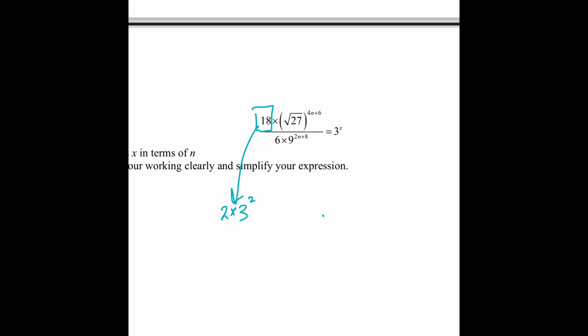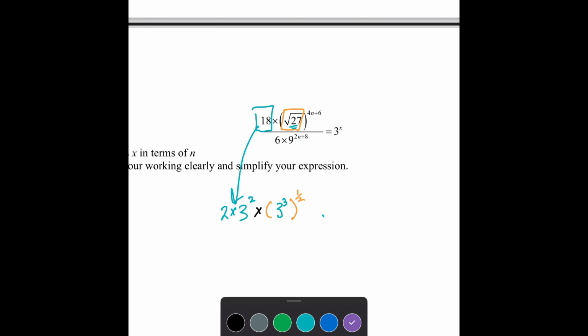Now, the square root bit here, the root 27, well, you can square root numbers by raising them to the power of 1/2, can't you? And also 27, the thing inside, would be 3 cubed. 3 times 3 times 3 is 27. These are not by coincidence. They are choosing these numbers deliberately because that's what the examiner wants you to do.